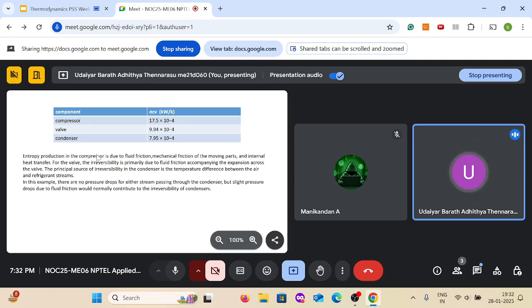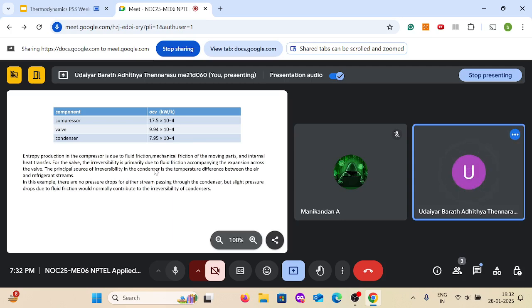Entropy production in the compressor is due to fluid friction, mechanical friction of the moving parts, and internal heat transfer. That's what I explained when I was discussing the isentropic efficiency. Next is the valve. This is basically because of the fluid friction and the expansion, because you are not generating any work, you are straight away expanding it. It's like a free expansion. So that is necessary because of this fluid friction.